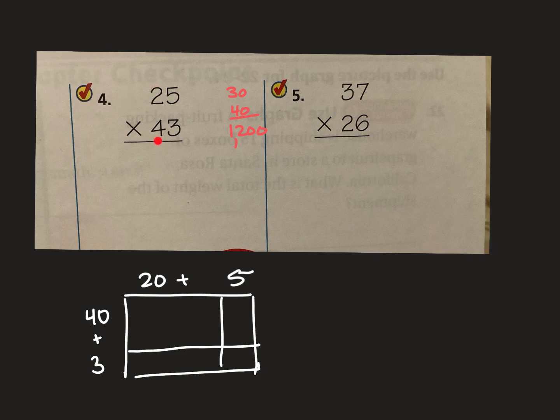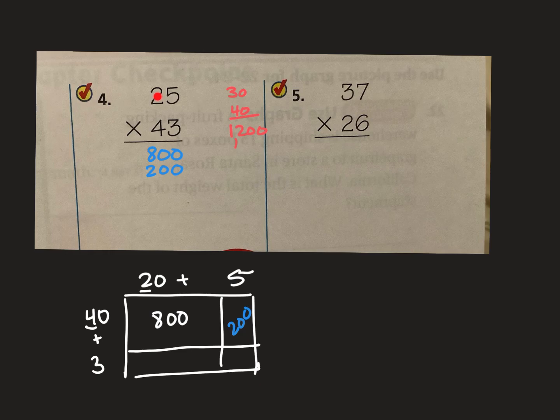So I'm doing the 20 times 40 first. That's what this part is visually. 20 times 40, 2 times 4 is 8 with 2 zeros on the end, 800. Then I'm going to do this 40 times 5. That's this part right here, 40 times 5. 4 times 5 is 20 with 1 zero on the end. 20 with 1 zero on the end is 200.